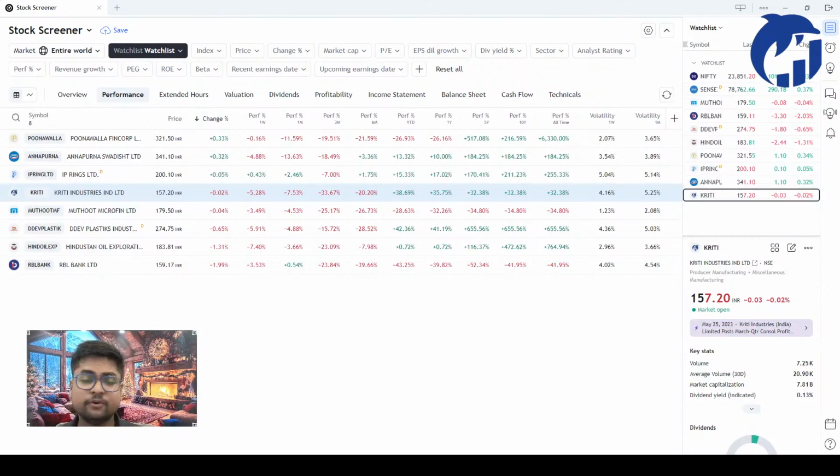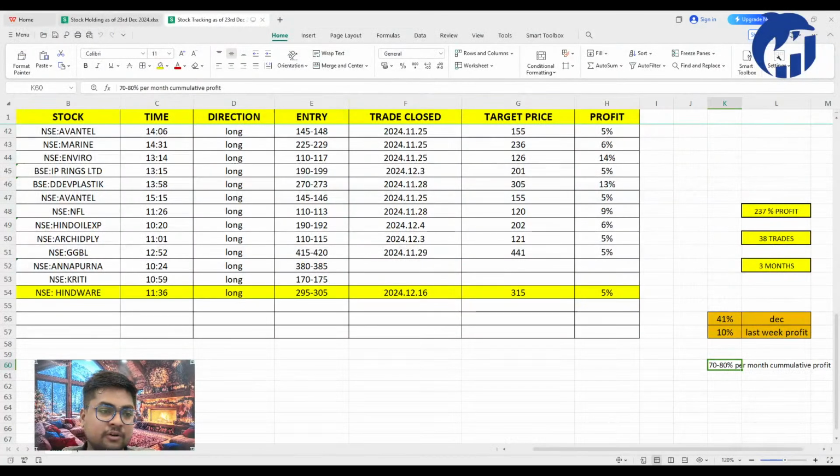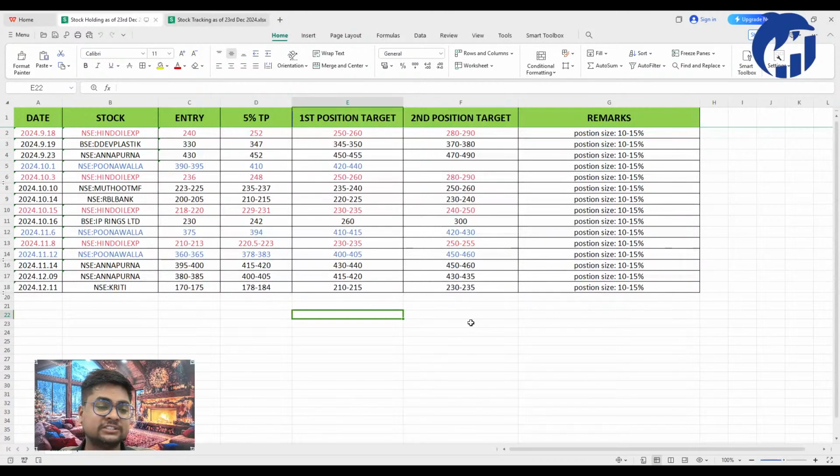Now, before going to the analysis of our stocks, we will review our stock holding and stock tracking sheet. That's the most important thing, the tracking of our returns and stock holdings. So just look at the returns we are having. Before going to the returns, have a look at our stock holdings. What stocks are we holding? We are holding Hindustan Oil Exploration, DDV Plastic, Annapurna, Poonawalla, and again Hindustan Oil Exploration, and again Muthoot MF, right?